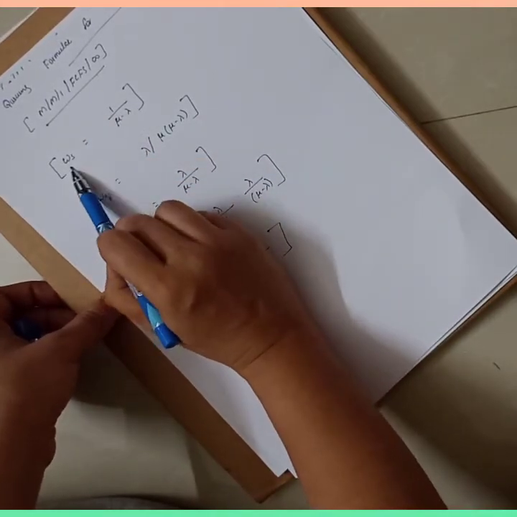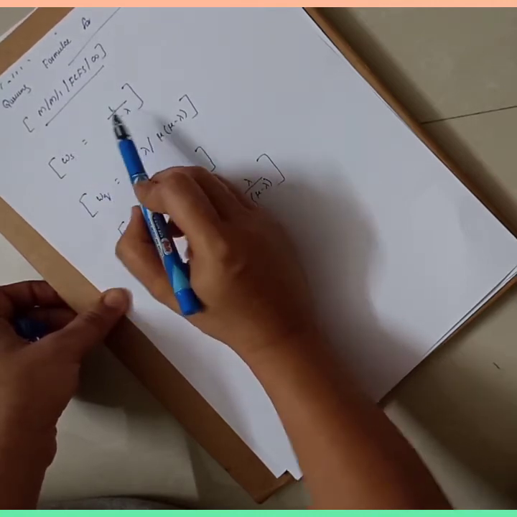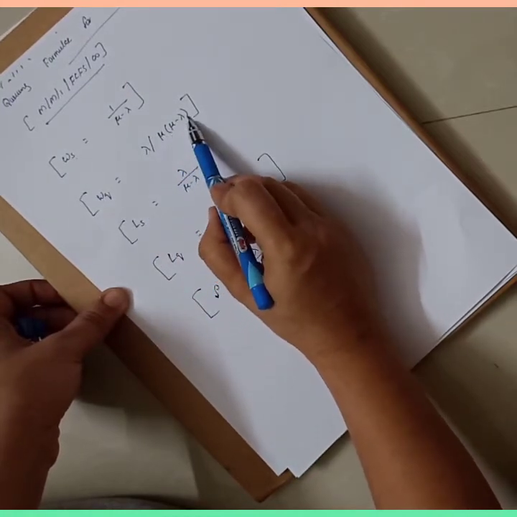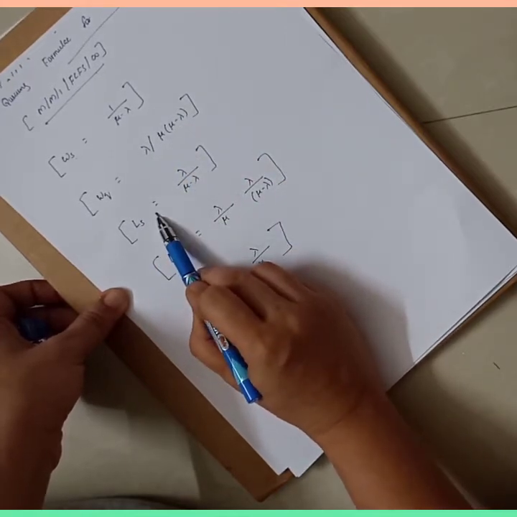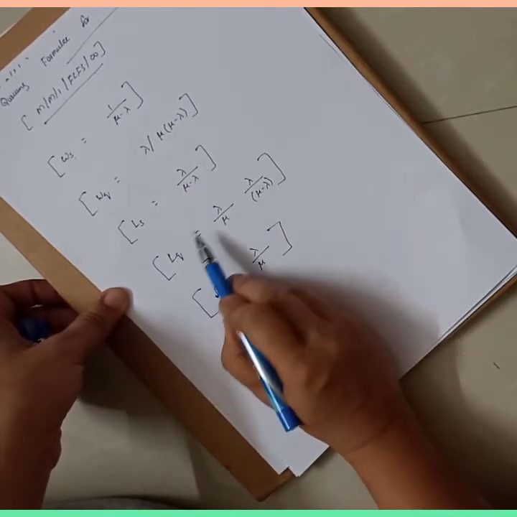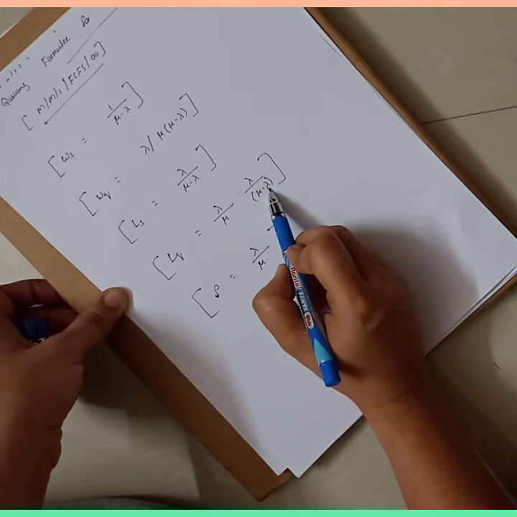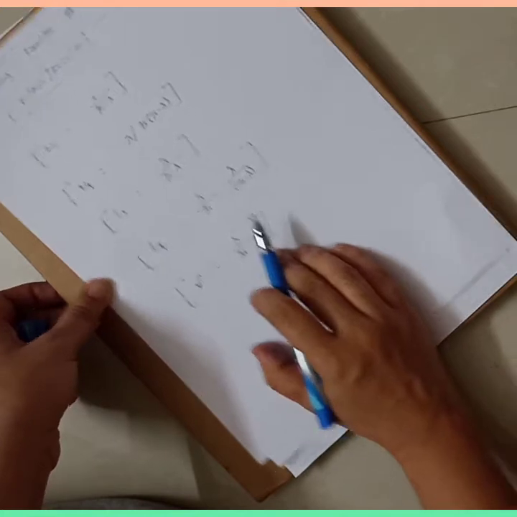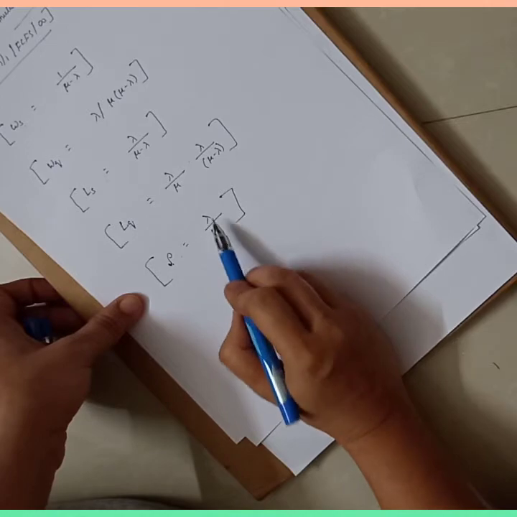According to the formula, WS or the waiting time in the system is equal to 1 by mu minus lambda. Then waiting time in the queue, WQ, is equal to lambda divided by mu into mu minus lambda. LS or the length of the system, which is the number of customers in the whole system, is equal to lambda divided by mu minus lambda. Then LQ is equal to lambda divided by mu into lambda divided by mu minus lambda. LQ is the length of the queue or the number of customers waiting in the queue. And rho or the utilization factor or traffic intensity is given as lambda by mu.